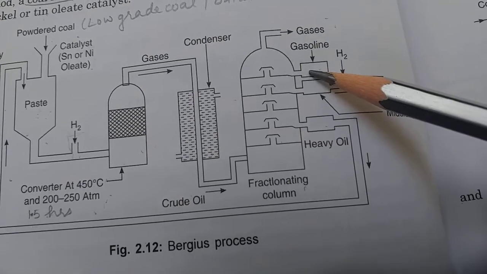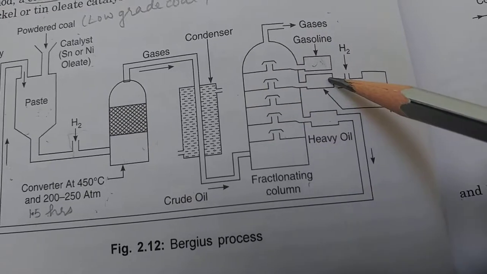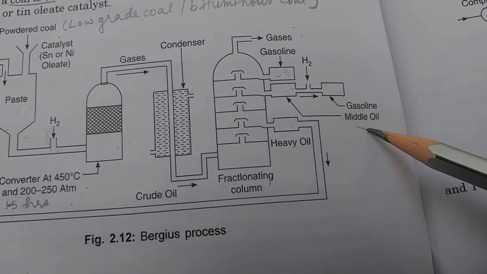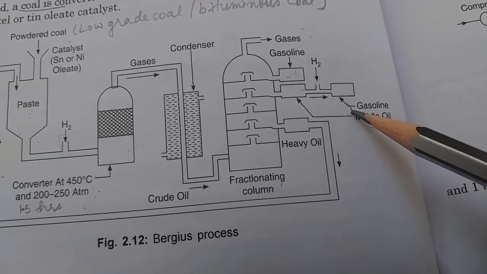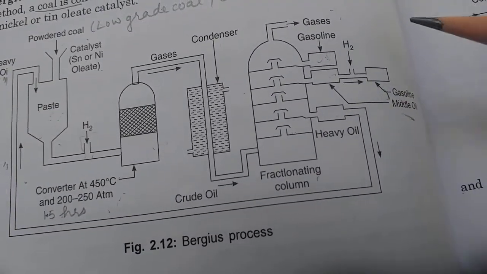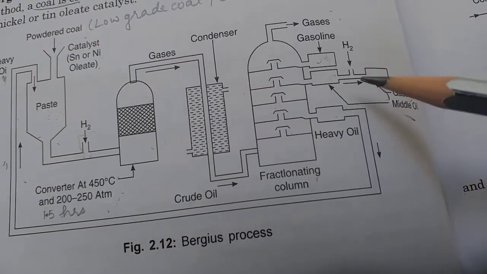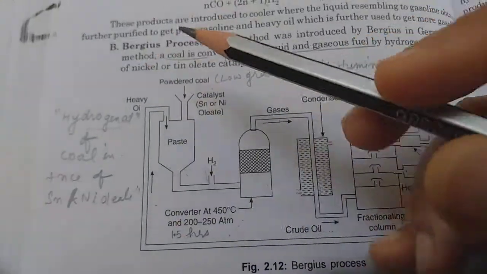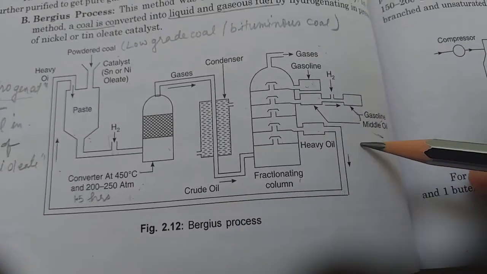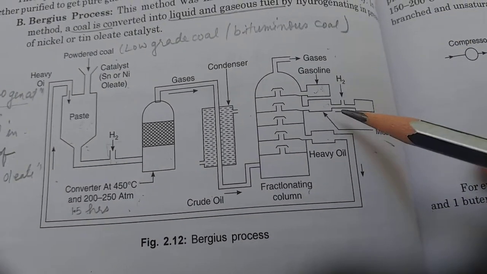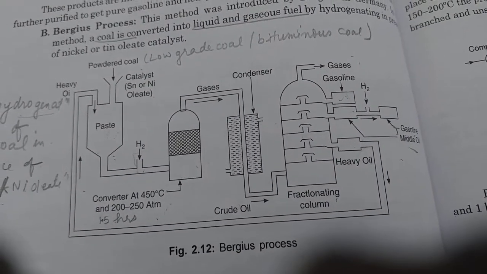First is the gasoline, a petrol-like substance which we use as petrol. The second fraction is the middle oil, which after further hydrogenation is converted into gasoline to meet the demand and produce more gasoline. The third fraction is the heavy oil, which is further used to make the paste with the powdered coal. This is the complete process of the Bergius method. In this process, we get 60% of the coal charge converted into gasoline.